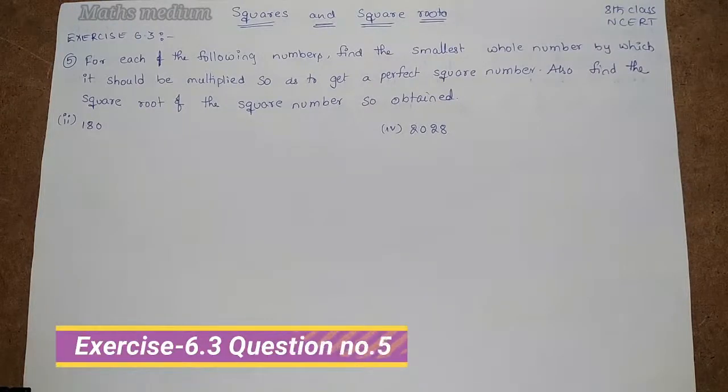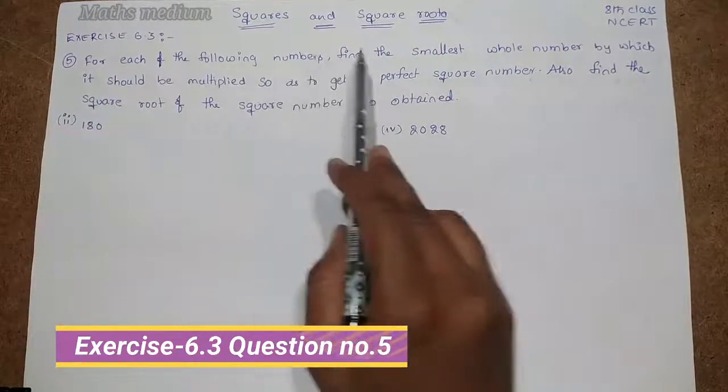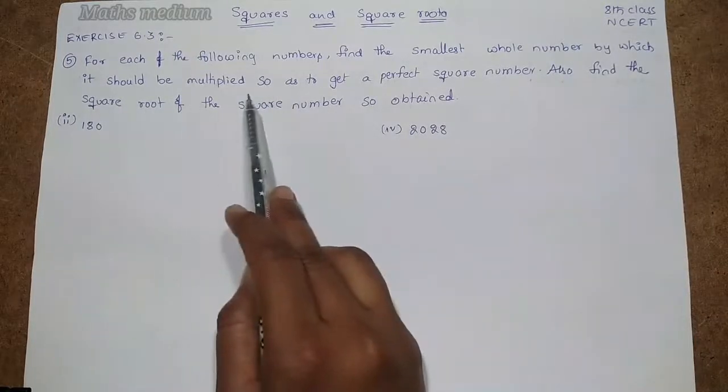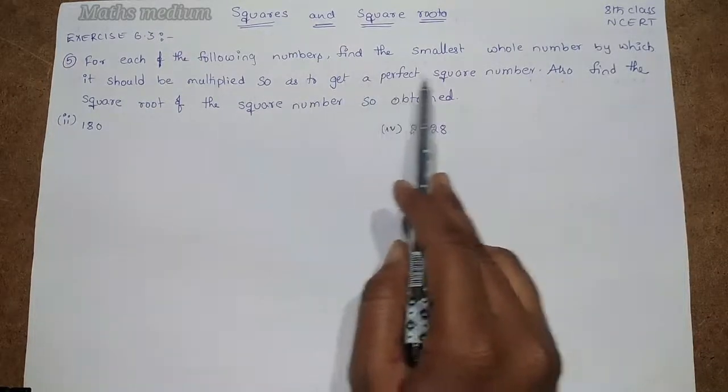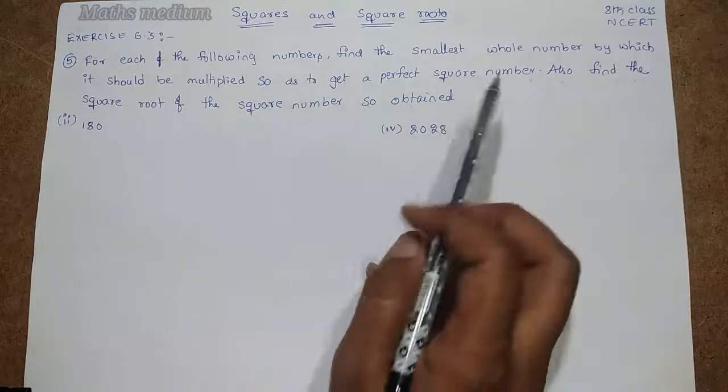Today I came with exercise 6.3 from Squares and Square Roots, 8th class NCERT, question number 5. For each of the following numbers, find the smallest whole number by which it should be multiplied so as to get a perfect square number. Also find the square root of the square number so obtained.